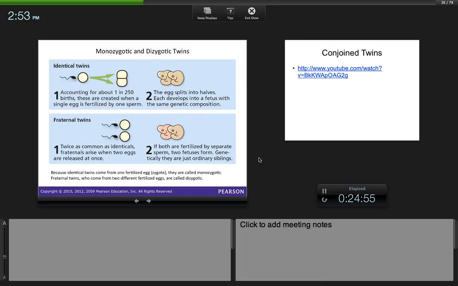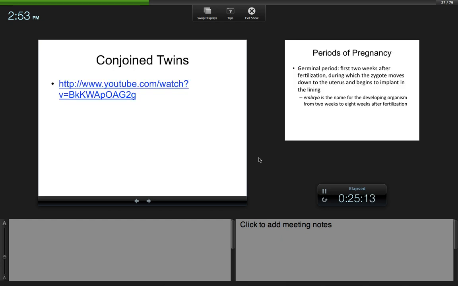For some conjoined twins, they've been able to successfully separate them. For some of them, they've been successful in separating them. And for the two that are the teachers, they're not able to be separated because of what they share. They could never be completely separated.